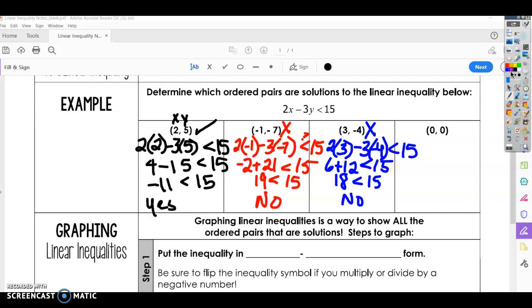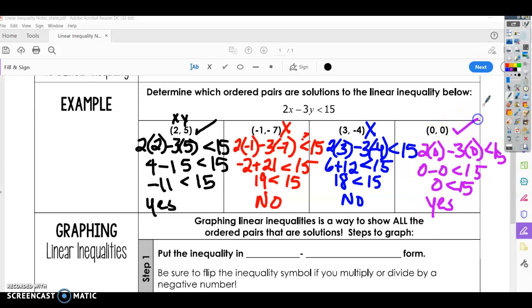Let's look at one more. (0, 0). So we've got 2 times 0 minus 3 times 0, and we want to know if that's less than 15. 0 minus 0 is just 0. 0 is less than 15, so yes, that one works. That one is a solution. So again, if we solved for y and graphed this, this point and this point would fall in the shaded region and be solutions of that inequality.